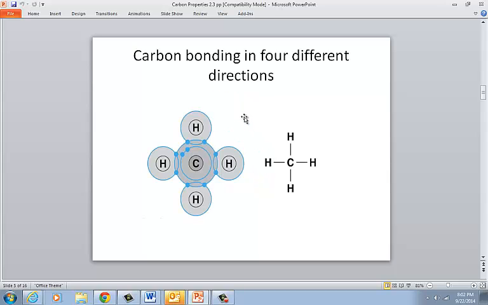So it can do really cool things. You can see here, it can bond to hydrogens, and then what kind of bonding is that? You're absolutely right. It is covalent bonding. They are sharing these electrons. There's no donating or accepting with these. This is all sharing. Sharing is caring.